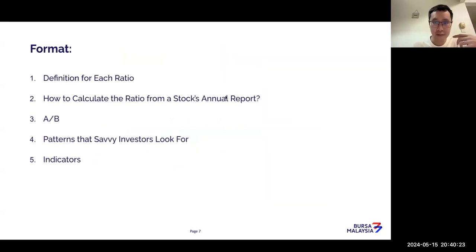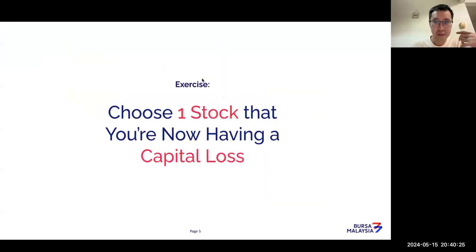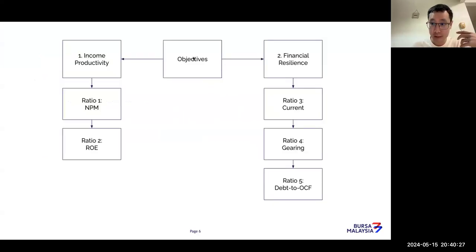Basically, there are two main reasons why we look at financial ratios. The first objective is income productivity. Simply because as an investor, we want to buy, invest, and accumulate stocks that are income productive. So with the first ratio, we want to measure the level of income productivity. So this is the first reason.